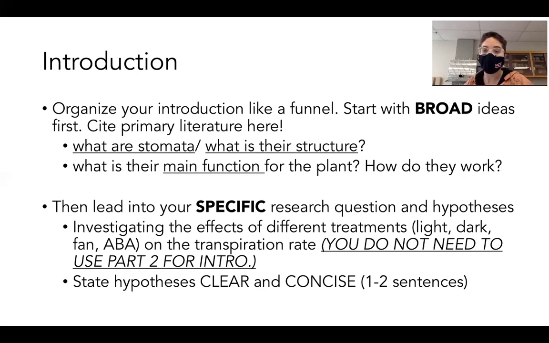You do not need to write this lab report for part 2. Part 2 is just for observation, so focus on part 1. After you introduce your specific research question, you can lead into what your hypotheses are going to be. What do you think will happen to transpiration rate when you use these different treatments?